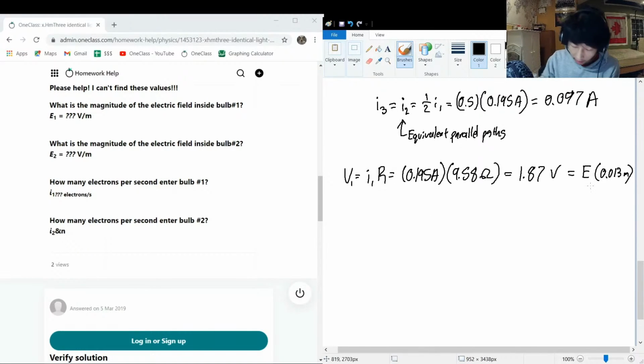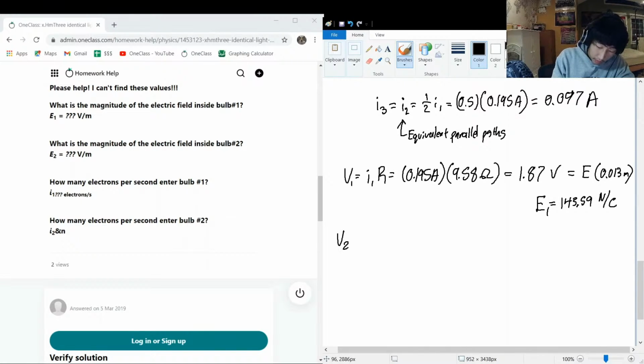So given that, we can isolate the E, which is just going to be 1.87 divided by 0.013. And that's going to give us an electric field that corresponds to 143.59 newtons per coulomb. So this is for E1.